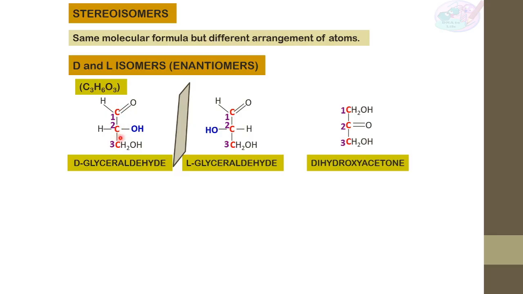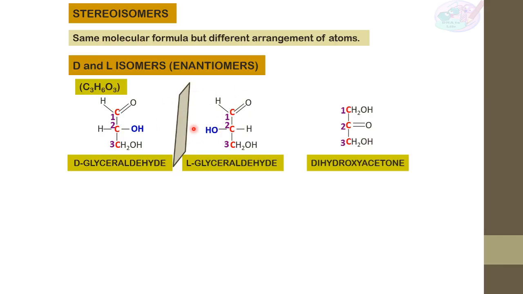Because it has this chiral carbon, its mirror image is not superimposable. If you look here, this OH is on the right side, here it is on the left side in the mirror image, and here hydrogen on the left side, here hydroxyl group on the right side, here hydrogen. So they are not superimposable on each other. Since their mirror images are not superimposable, they are called enantiomers.